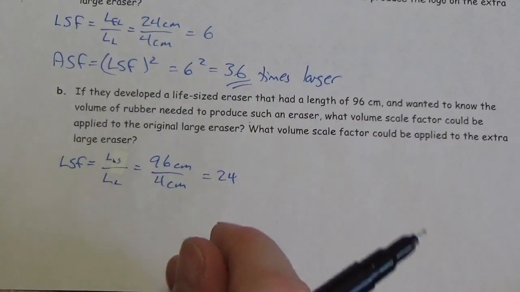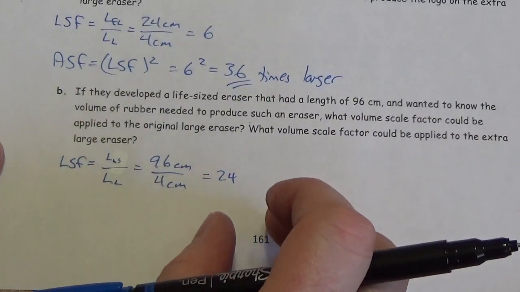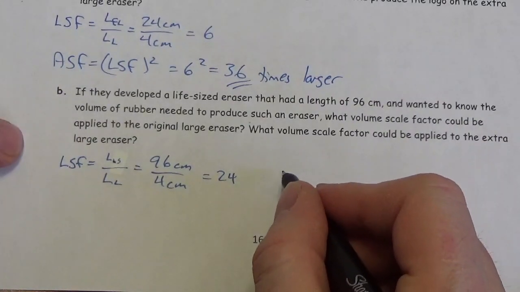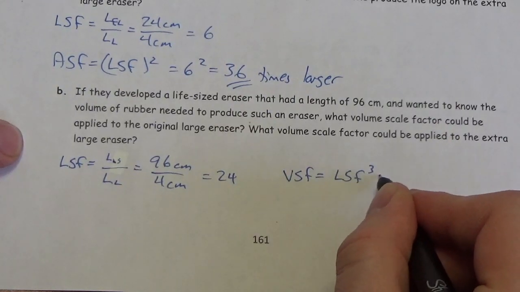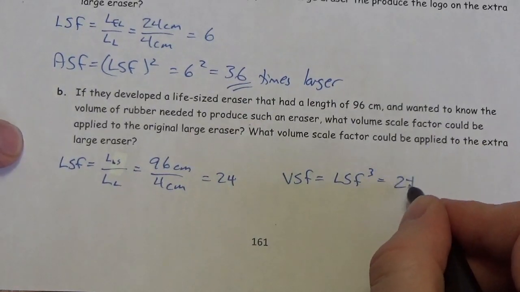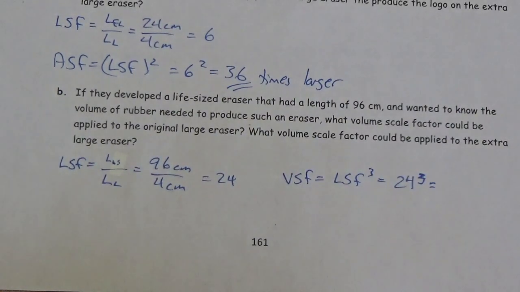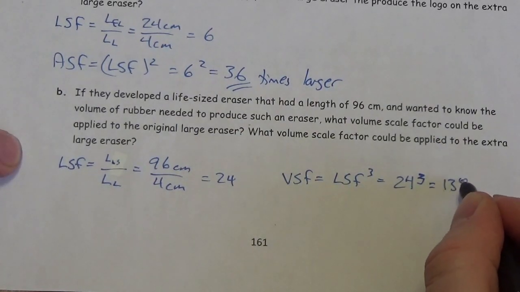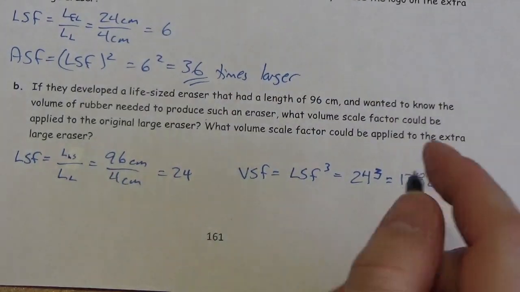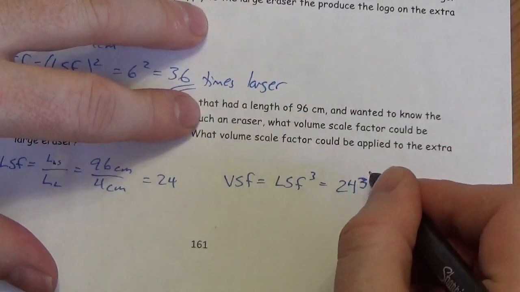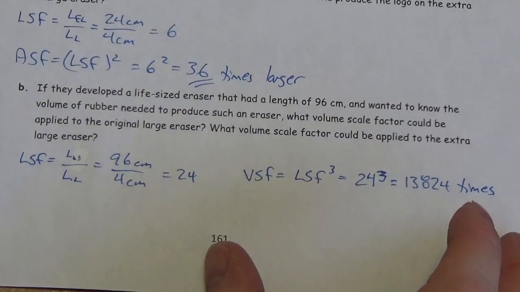So what that means is, in terms of the linear scale factor, to go from the large to what they call the life-sized one is 24 times. So our volume scale factor is going to be this linear scale factor cubed. That's going to be 24 cubed. On my calculator, when I go 24 cubed, I get 13,824 times larger. Now that actually makes a fair bit of sense. Once you start to look into volumes and you start cubing things, these numbers grow really, really quickly.